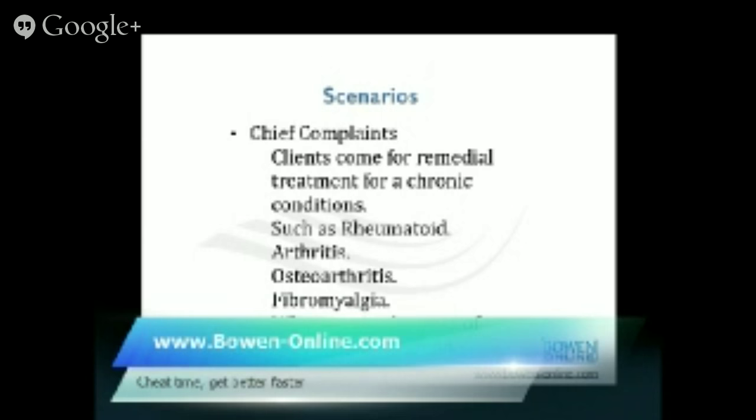In this scenario, we've got cases where the conditions are much more chronic, such as rheumatoid arthritis, osteoarthritis, fibromyalgia, and here we see where, again, multiple areas of concern are common and need to be attended to. Coming for treatment is a big effort for these clients, whether it's time-wise, energy-wise, or oftentimes financial concerns are a factor.